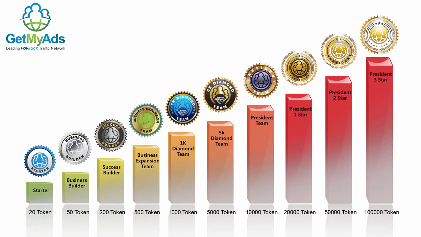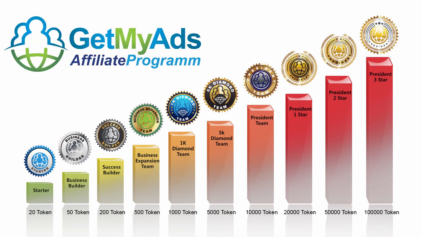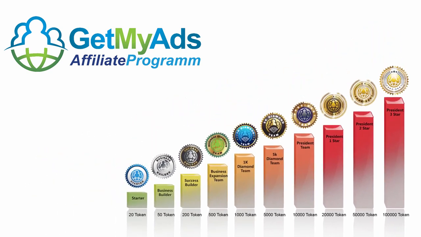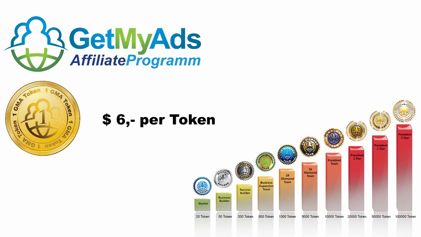While the payback program is limited to 1,000 tokens, earning money is unlimited in the affiliates program. If you bring a customer to Get My Ads who, just like you, buys 10 tokens, you will receive $6 per token immediately after the order and payment. Again, that's $6 per token, so $60 credited commission on your account when your customer buys 10 tokens. This happens immediately in real time.